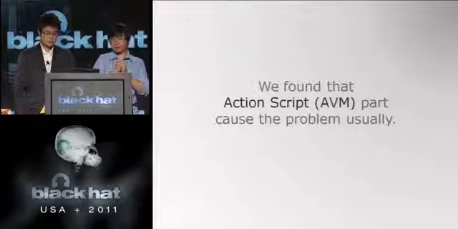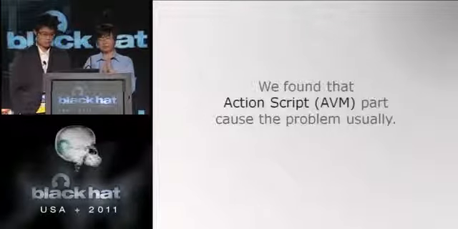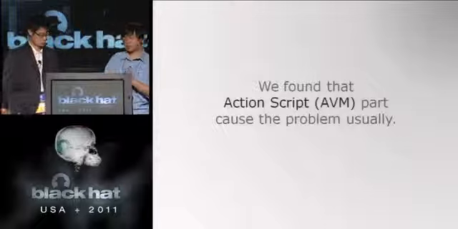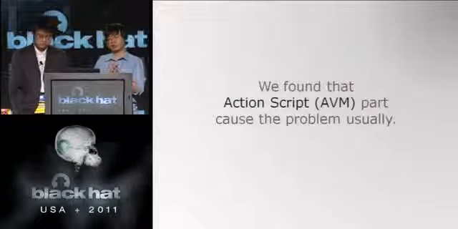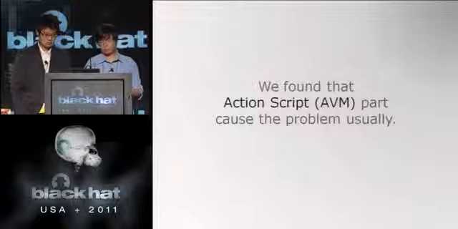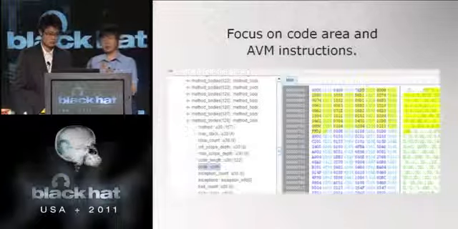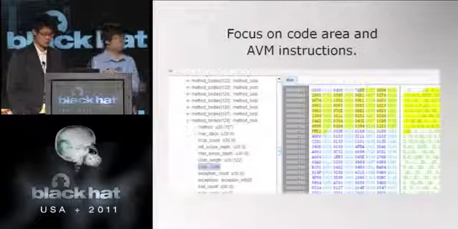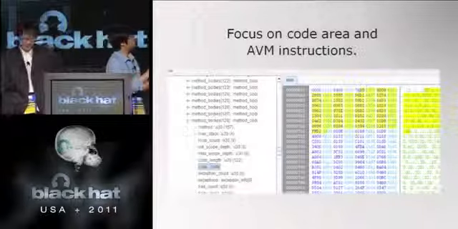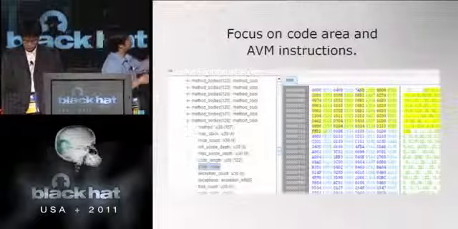During the analysis of Flash vulnerabilities, we found that the ActionScript part, the AVM part, is actually the major part that usually causes the problem. So we would like to focus on the code area of AVM instructions. So in our fuzzing technique, we don't try to change each byte of the whole file. We just focus on the AVM part.